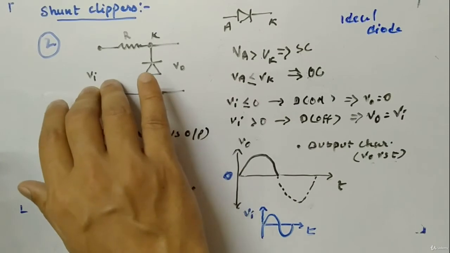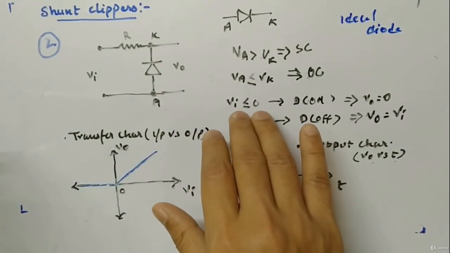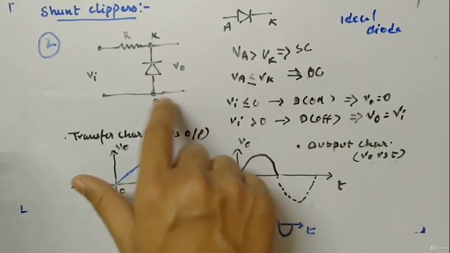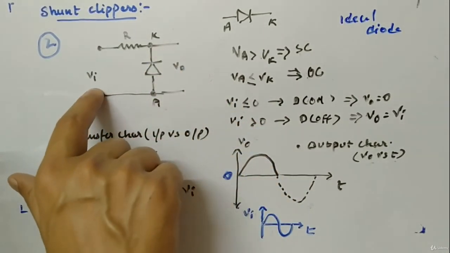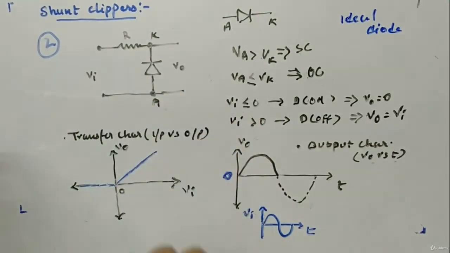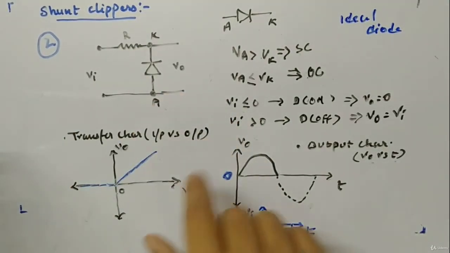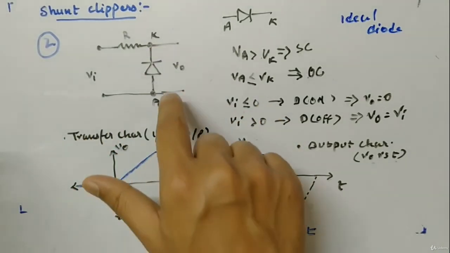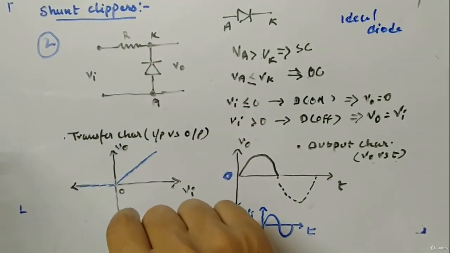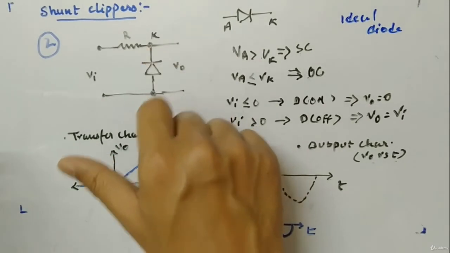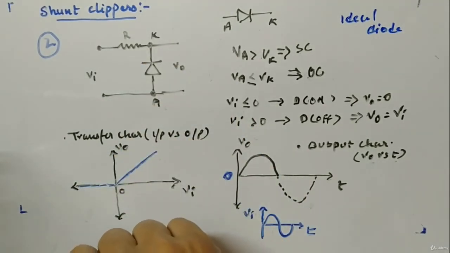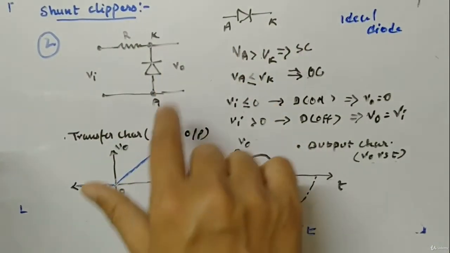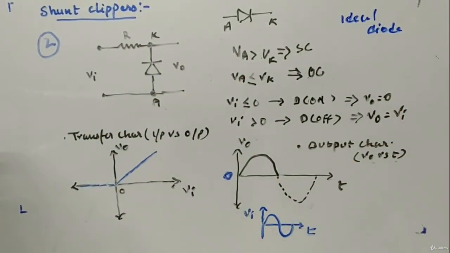Now what will happen if Vi is less than or equal to 0? Then this terminal will be negative and this terminal will be positive. Since negative is connected to N and positive is connected to P, this makes the diode on. So it is in the on condition, which means it will be represented by a short. If this is a short, then V0 will be 0.